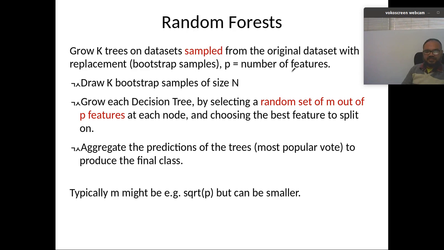And let's say we have p number of features. We draw k bootstrap samples of size n, which means we perform this bootstrapping k times, and each time we get n samples. Then we grow each of those k decision trees by selecting a random set of m out of p features. So for each decision tree, instead of using all the features, we only use a subset of features at each node and choose the best feature to split on. Then we aggregate the predictions of the trees using the most popular vote to produce the final class. Typically, the number m to choose from the features p might be the square root of p, but it can even be smaller.